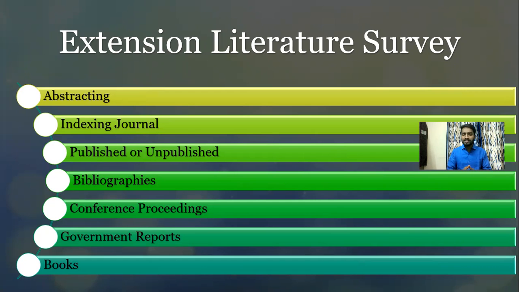So where are we going to find this extensive literature survey? The sources are abstracts, indexing journals, published and unpublished sources, bibliographies, conference proceedings, government reports, and books. From all these sources you're going to get the review of literature. Most of the time we look into journals and government reports while making a review of literature, because it gives you a clear-cut idea about the research gap you have to find out and work on.